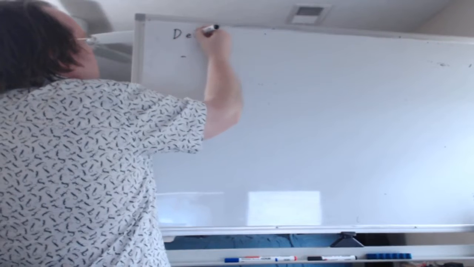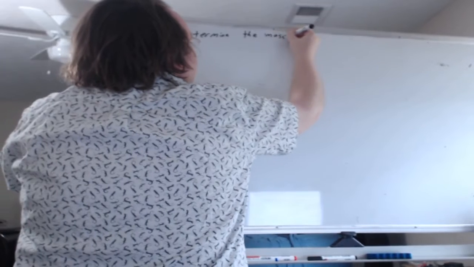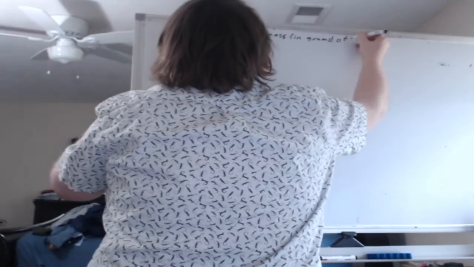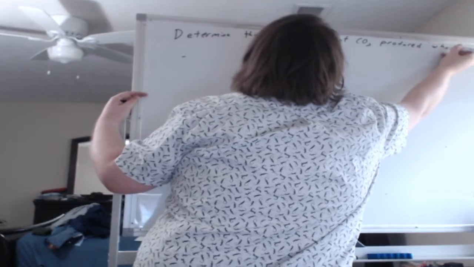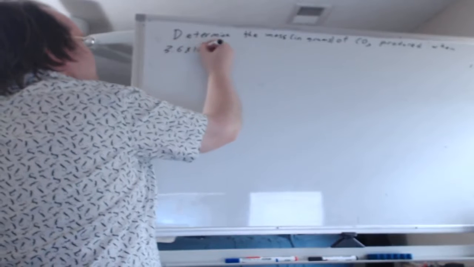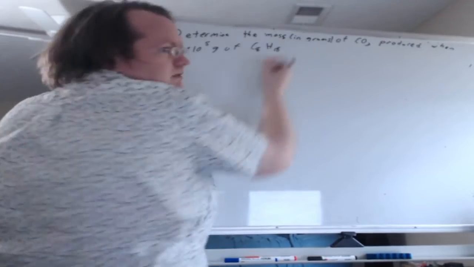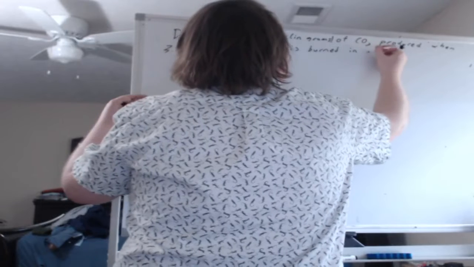So our example is going to be, and we're going to purposely use some big numbers because it's okay for numbers to be big. I want you to determine the mass in grams of carbon dioxide produced when, see, I always, nice big number, 3.6 times 10 to the 5th grams of octane, C8H18, is burned in excess oxygen.